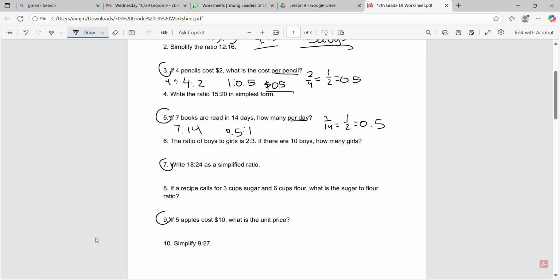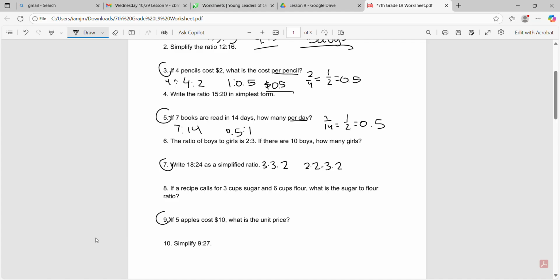Number 7. Write 18 to 24 as a simplified ratio. To do this, we have to find the greatest common factor between these two numbers. The greatest common factor would be 6. There's a simple way to find the greatest common factor if you cannot think of it, which is to write the multiples. To get 18, you multiply 3 times 3 times 2. To get 24, you multiply 2 times 2 times 3 times 2.